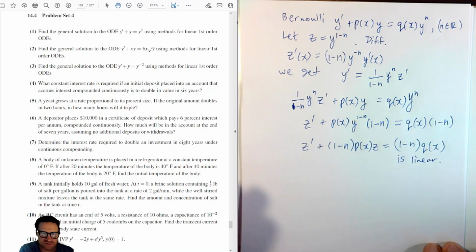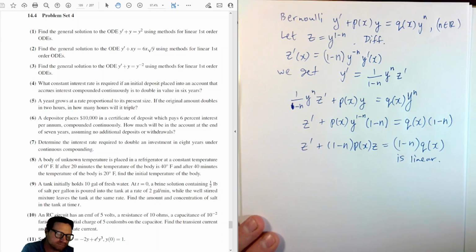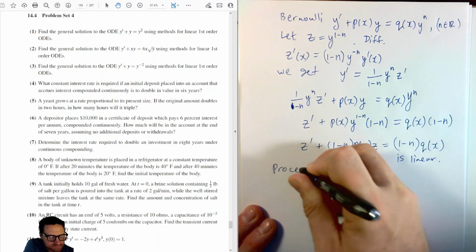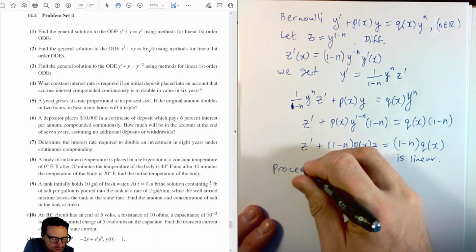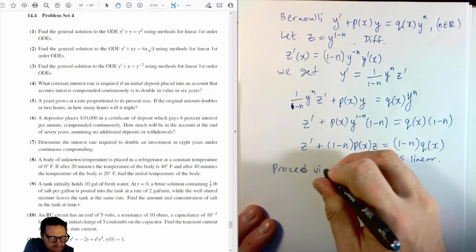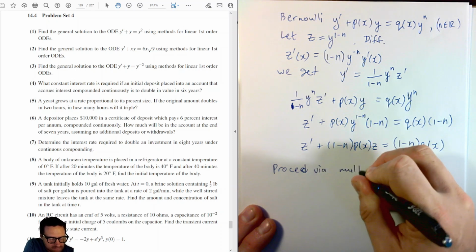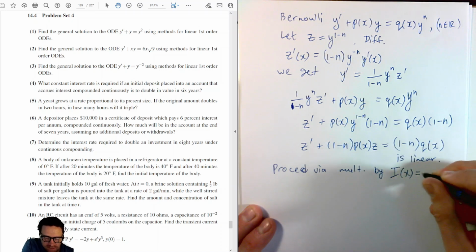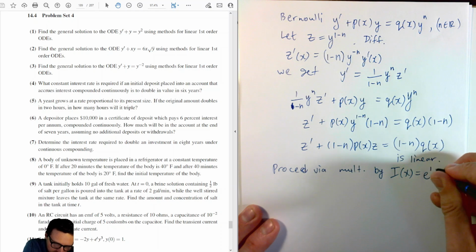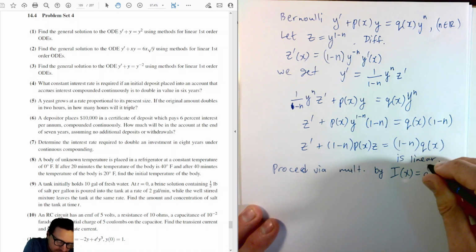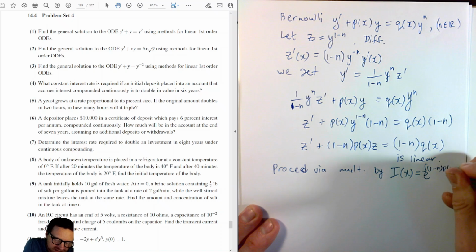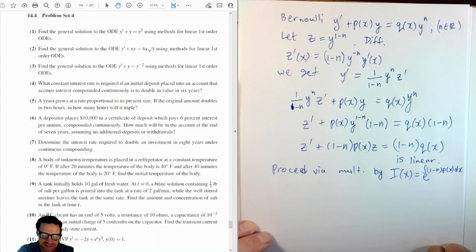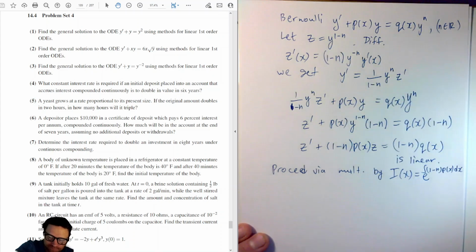And so what we can do is multiply throughout by the integrating factor. So, in other words, proceed via multiplying by I(x), which is e to the integral of (1 minus n) p(x) with respect to x. Okay, so this is the approach we take. Now let's try an example.